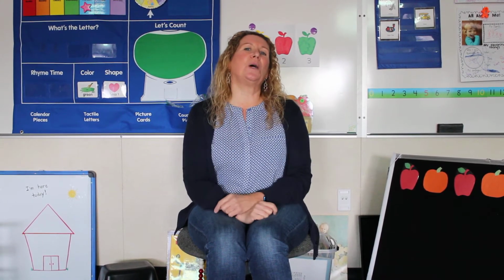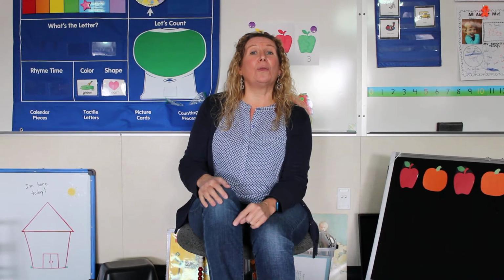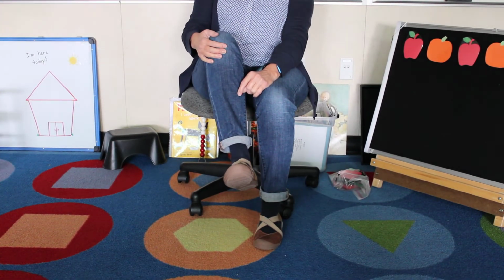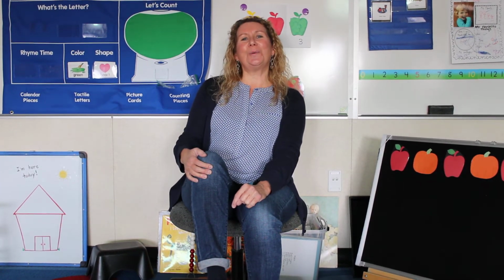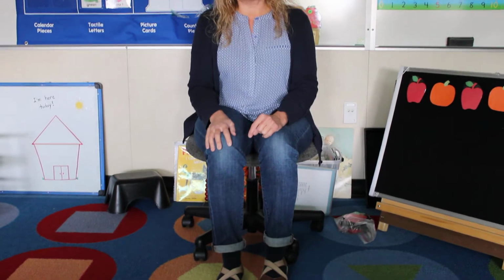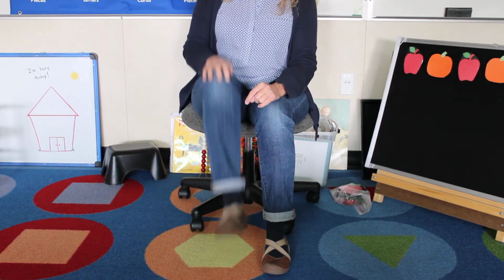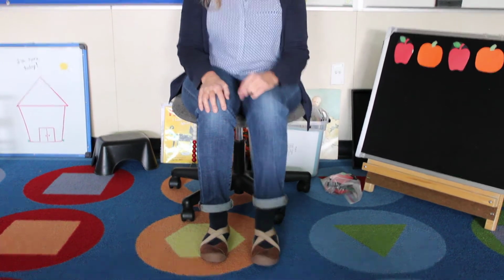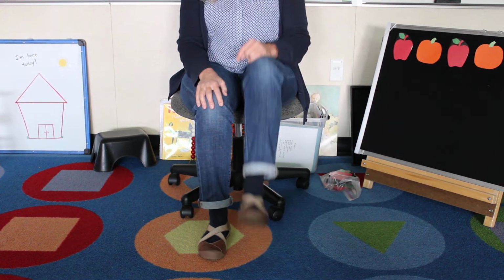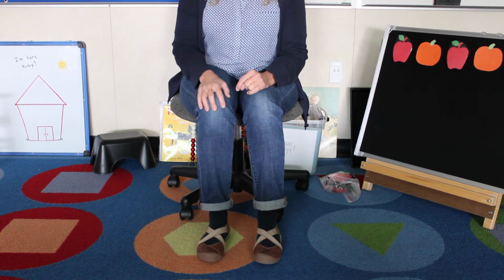And now we're going to do one more. We're going to stomp all the way to 10. Can you get your stomping feet ready? This one's kind of fun. Every time I stomp my foot, I'm going to say a number. You do it with me. 1, 2, 3, 4, 5, 6, 7, 8, 9, 10.